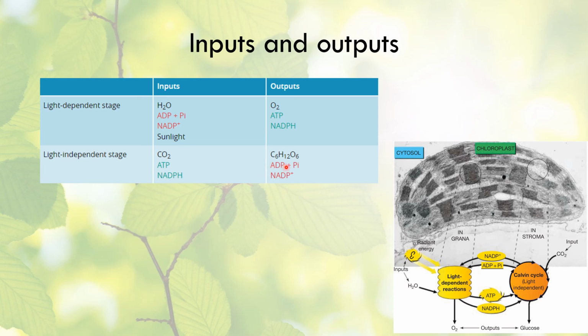So our ADP and Pi and our NADP+. Notice these are in red, discharged, and these are in green, they're charged. So they've sort of color coded it for you as well. So you do need to know this table here. You must be able to identify the inputs and the outputs of both stages, and they say that very clearly. So you must know that table.